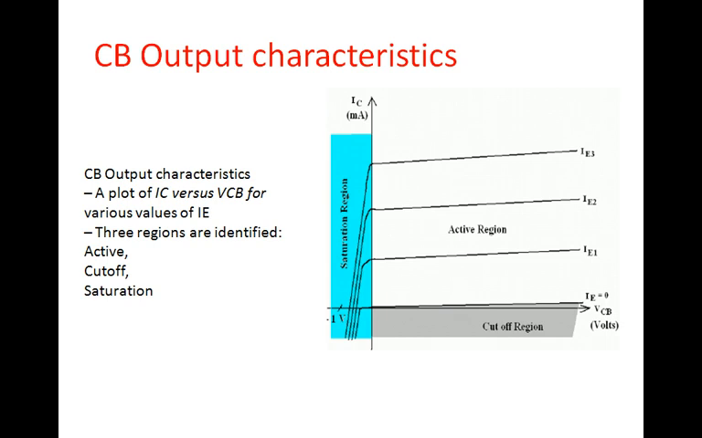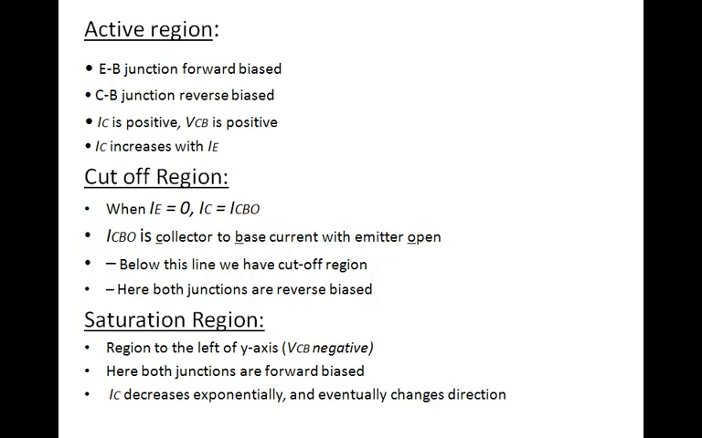Come to common base output characteristics. The common base output characteristics is a plot of output voltage, that is VCB, versus output current, that is IC, for different values of input current IE. Here we observe three regions: active region, saturation region, cutoff region. In the active region, the emitter to base junction is forward bias and collector to base junction is reverse bias. This is the normal operation of a transistor as an amplifier.